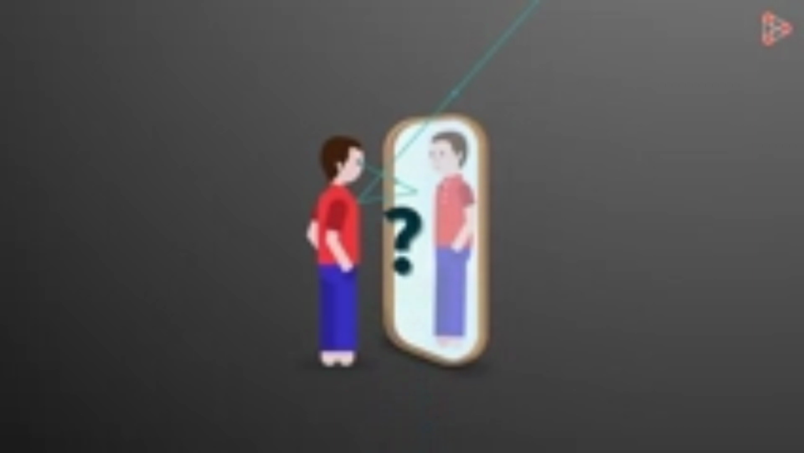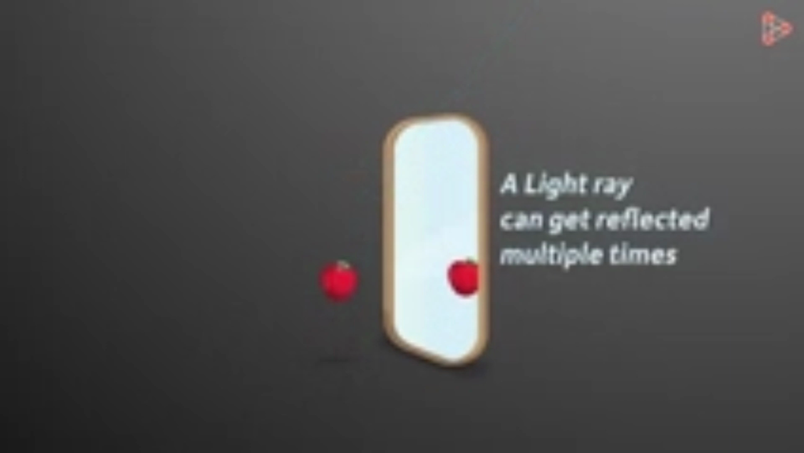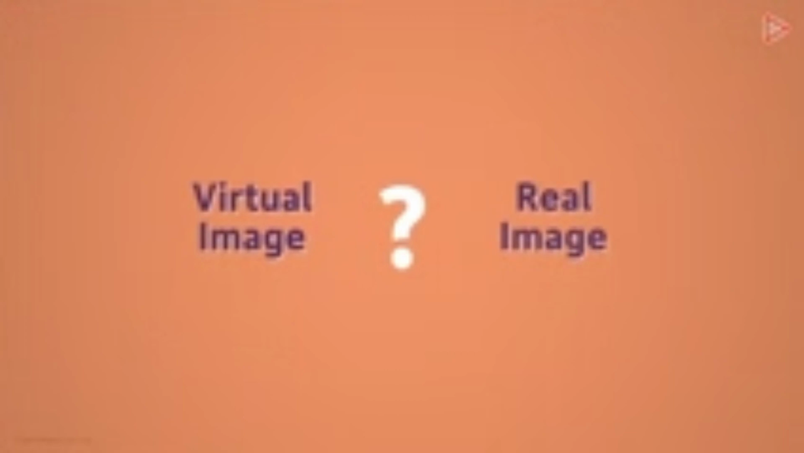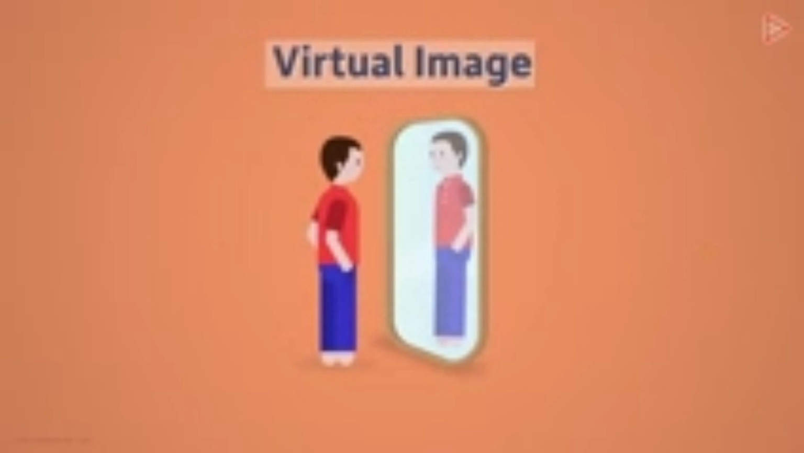So what does this tell us? Yes, this tells us that a light ray can get reflected multiple times. The same thing happens for every other non-luminous object as well. If you remember, my initial goal was to explain what virtual and real images are. Let me ask you a question. This image that you see here, is it a real image or a virtual one? This image is a virtual image.